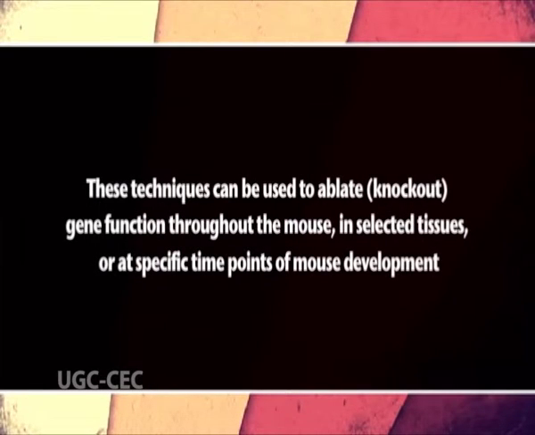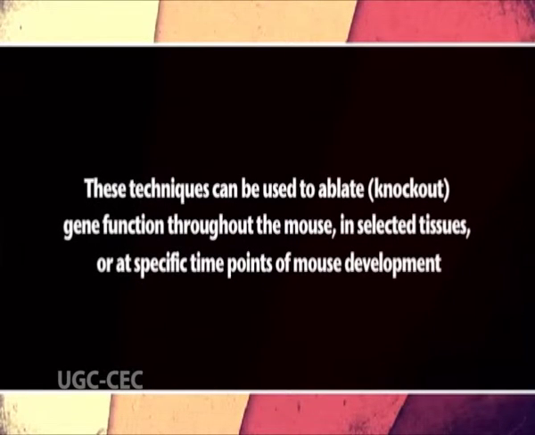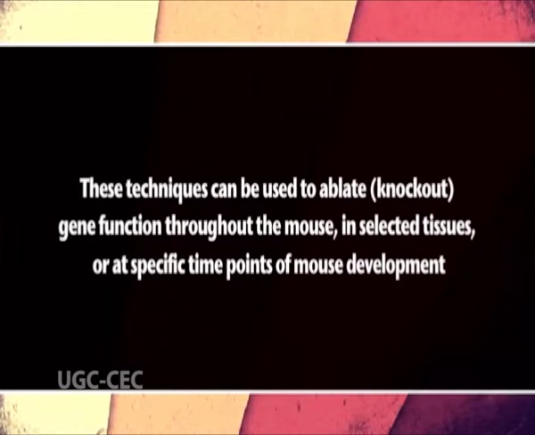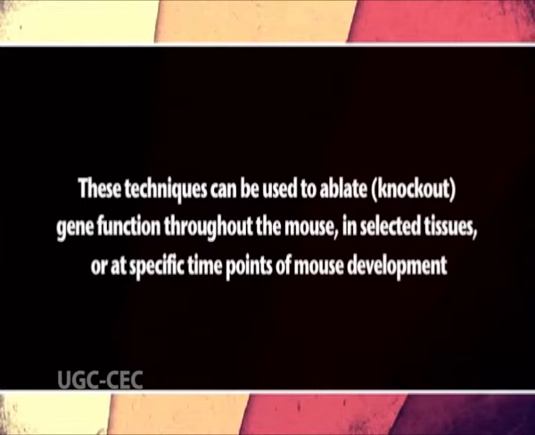These modified embryonic stem cells can then be injected into mouse blastocysts, where they can incorporate and contribute to the fetal development along with the blastomeres from the inner cell mass. These techniques can be used to ablate or knock out gene function throughout the mouse, in selected tissues, or at specific time points of mouse development. They can also be used to introduce mutations into the genome at a desired location.